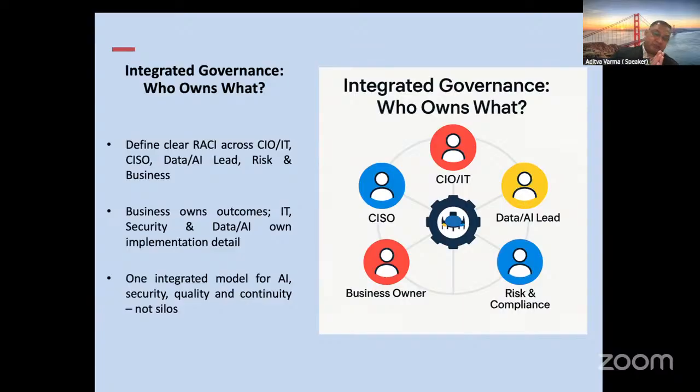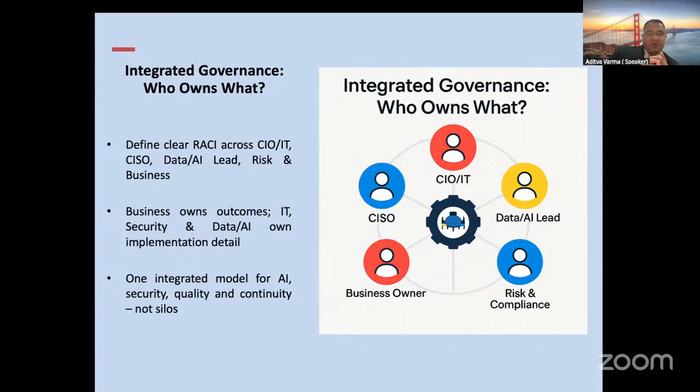For example, business owners should be accountable for approving new AI or IT use cases because they own the outcome, right? They are the business owners. Data and AI leads are typically responsible for the technical design. IT and security are consulted to ensure viability and controls. And of course, the risk and compliance team will provide the oversight. For risk assessments, security and data AI leads often perform the detailed work. Risk and compliance ensure consistency, and business is consulted on impact.